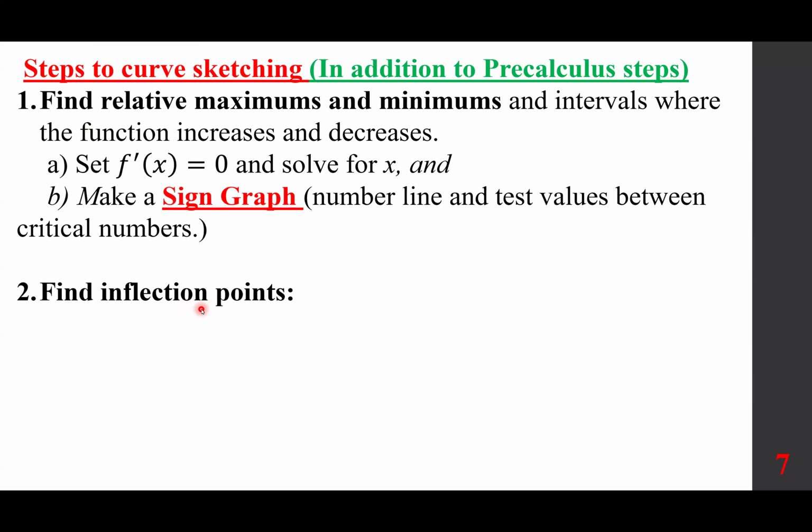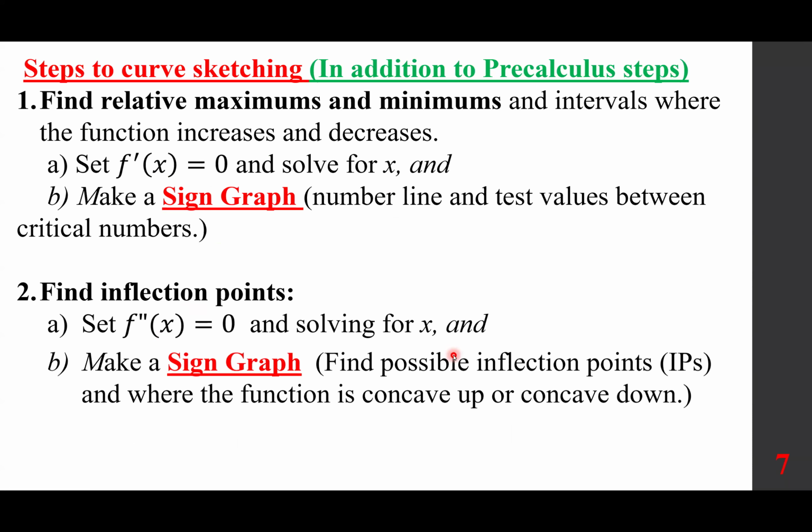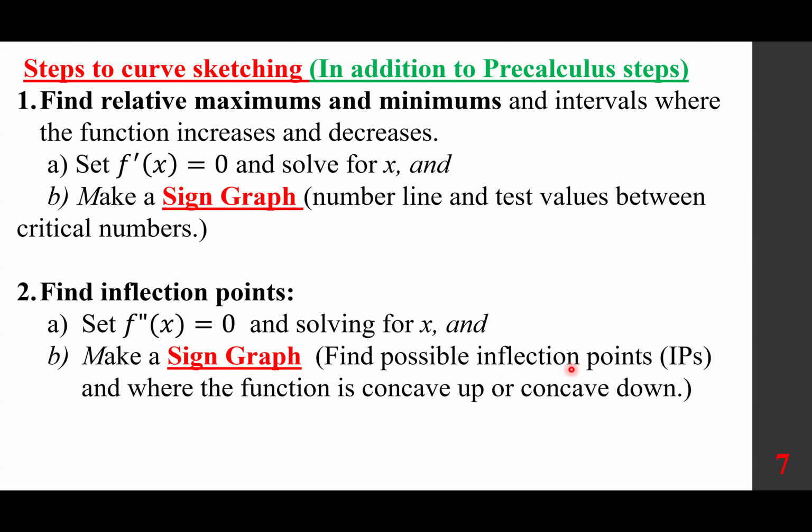Find inflection points. How? Set f double prime equal to 0 and solve for x, and again you make a sign graph. Find possible inflection points, IPs for short, and where the function is concave up or concave down, and sketch the graph. In other words, use prior knowledge of mathematics, meaning intercepts. X is 0, find y. Y is 0, find x. Those are intercepts. When x is 0, you have the y-intercept. When y is 0, you have the x-intercept. And as I mentioned, the end behavior and behavior near an x-intercept.